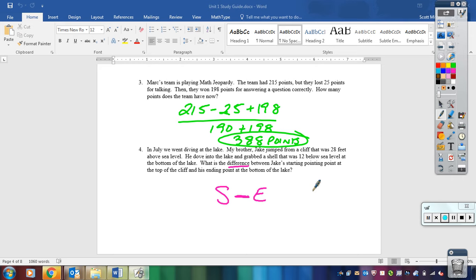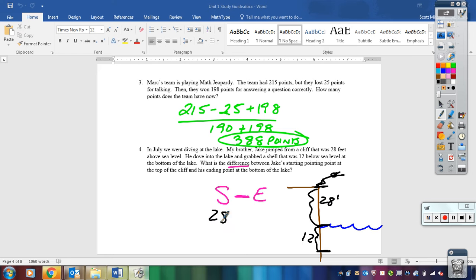You can always draw a picture if that helps. There's my cliff. There's the water. And here's our diving individual, diving into the lake. All right, so this is 28 feet above the sea, where he's going to get it is 12 feet below. So from here to here is 28, from here to here is 12, so obviously it's a long distance. How can we do it mathematically?